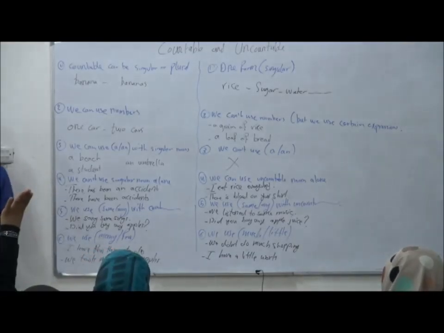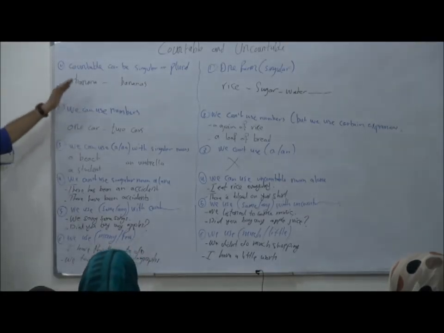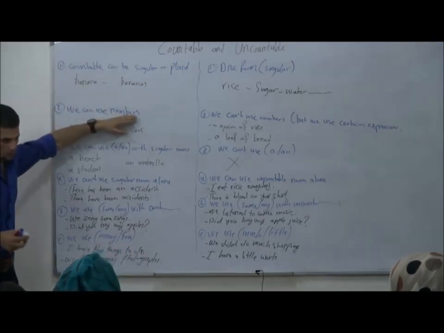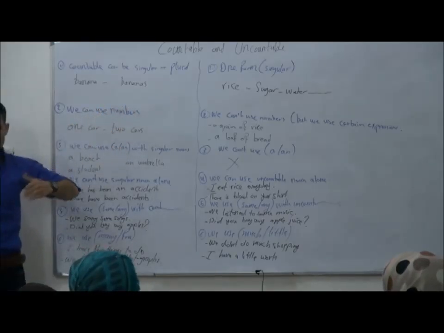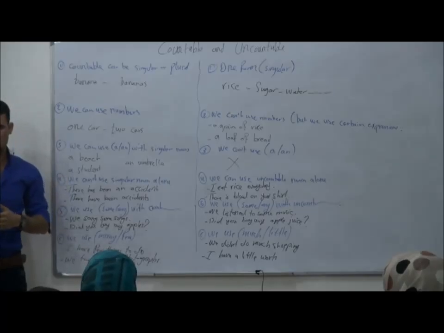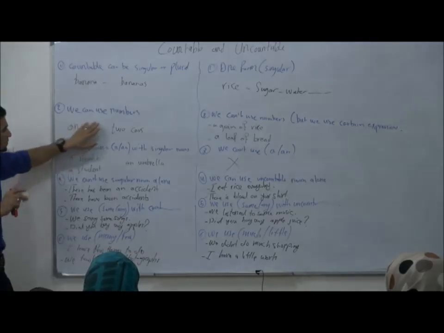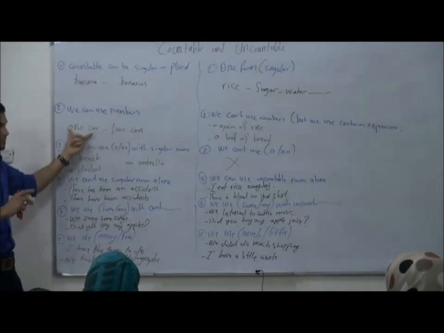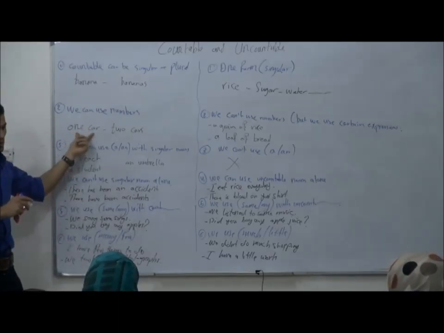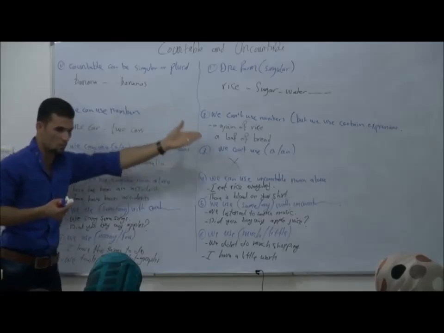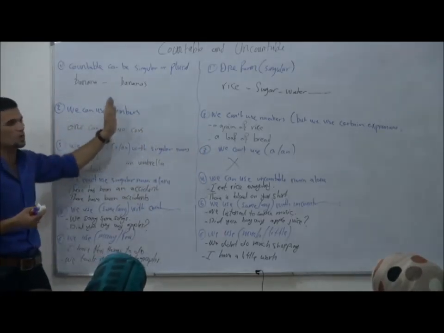We can use numbers with countable nouns. So we can say one car, two cars, one book, two books, four doors, six doors. By the way, numbers can be used with plural, not singular, if we use one. إذا قلنا one, معناها الاسم لازم يكون singular, right? But when we say two and more, we use plural. So we can say one car or two cars, three cars.